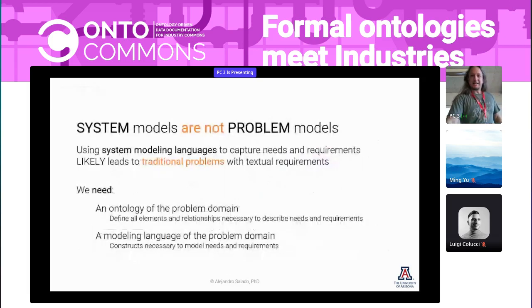And with that, I'll just finish with the call for action. Okay, problem models are not system models and vice versa. And we need an ontology, I think, desperately if we really want to make good use of what we're defining.